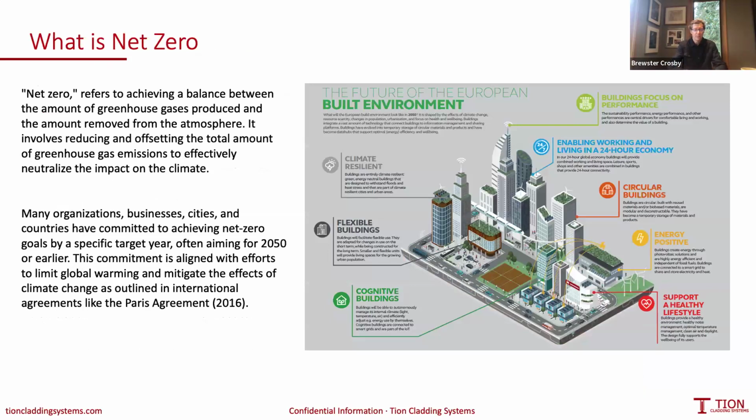So to begin, what is net zero? I'm sure most of you have heard of this and probably know what it is. But as a refresher, net zero is basically achieving that balance between the amount of greenhouse gases produced in the environment and offsetting them, or having a reducing offset, so that the amount of carbon released into the atmosphere is effectively zero. This effort has been adopted by organizations and businesses and cities around the world. Many countries have signed on to net zero goals for 2050. And a lot of this came out of the Paris climate agreements in 2016.